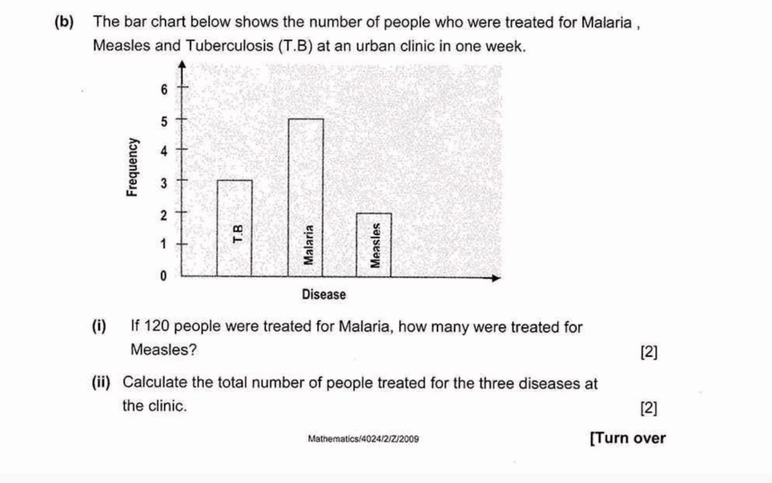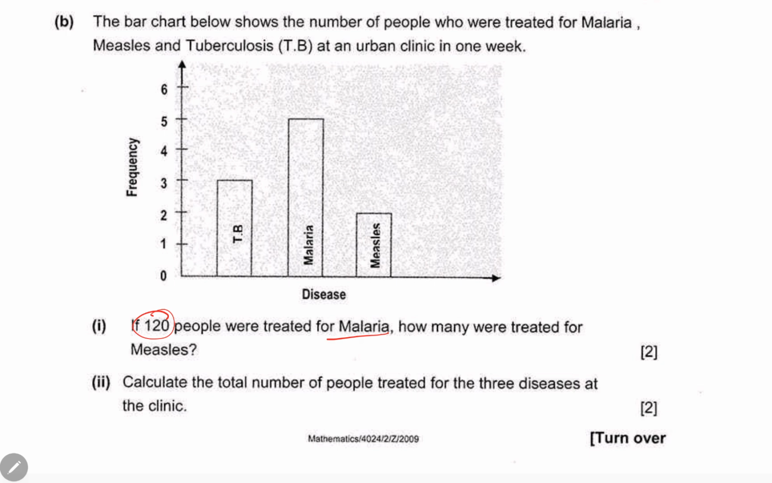It says the bar chart below shows the number of people who were treated for malaria, measles, and tuberculosis (TB) at an urban clinic in 1 week. So, given the frequency on the y-axis and the disease on the x-axis, how do we find those people who were treated for measles if 120 people were treated for malaria? Then calculate the total number of people treated for the 3 diseases at the clinic.